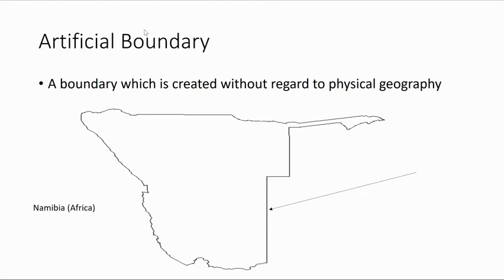But then that eastern side there, what they probably did is they used latitude and longitude, and they just made a straight line down. And so that's just kind of an artificial boundary.